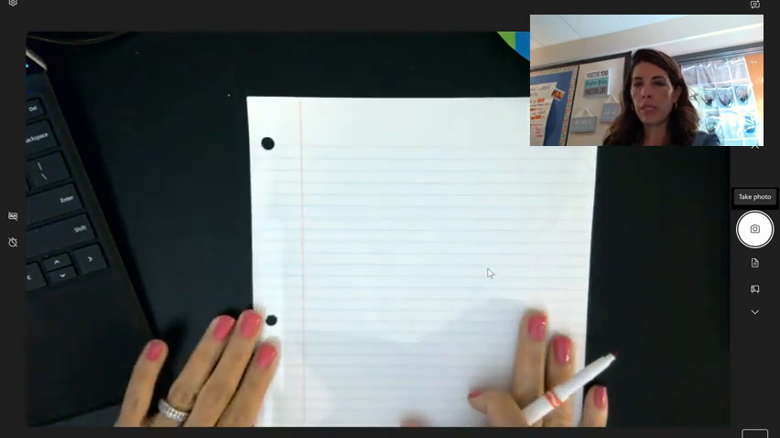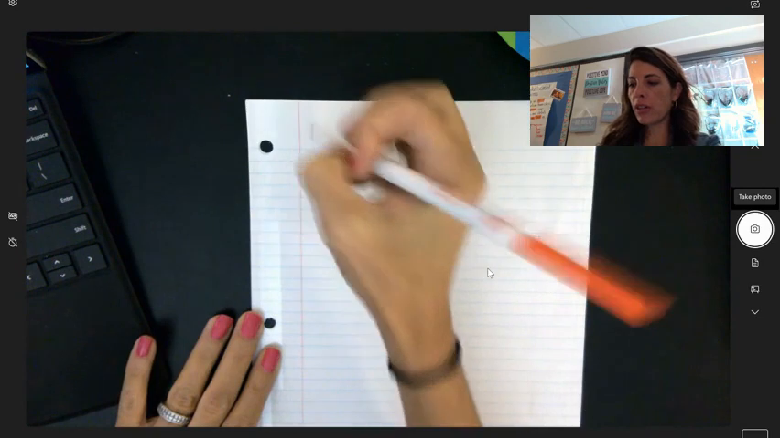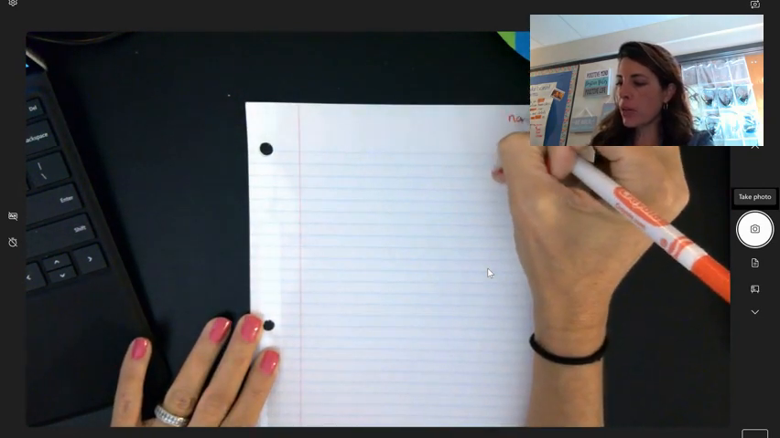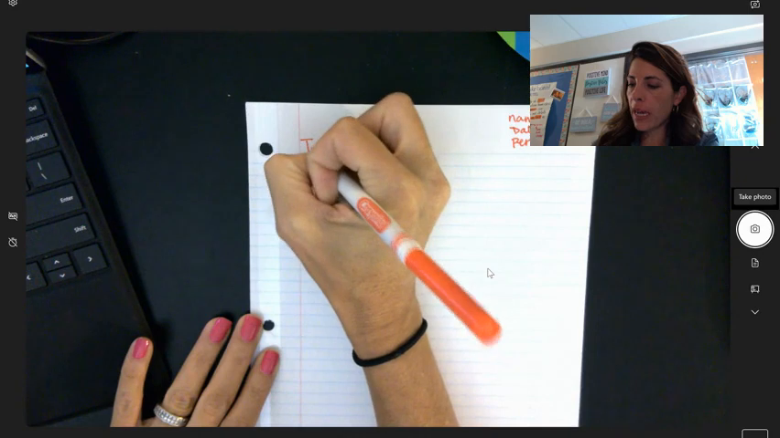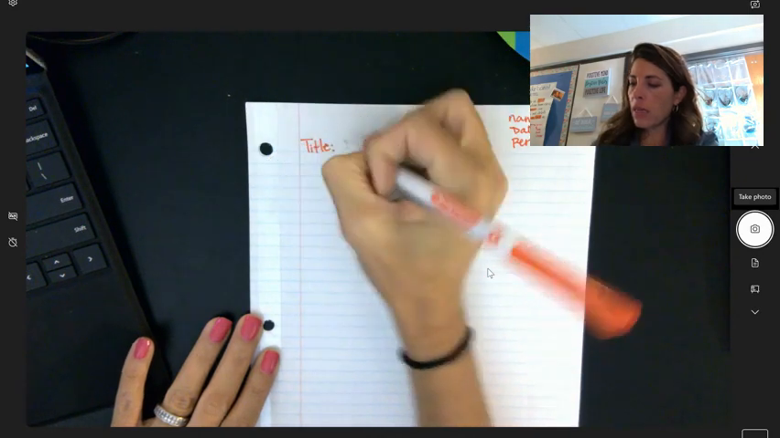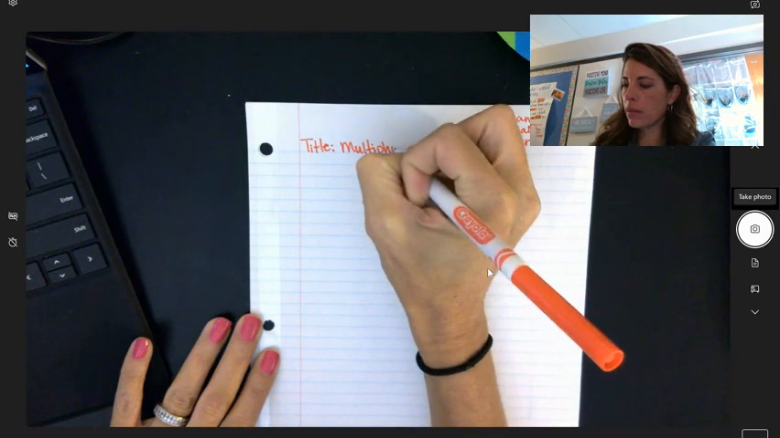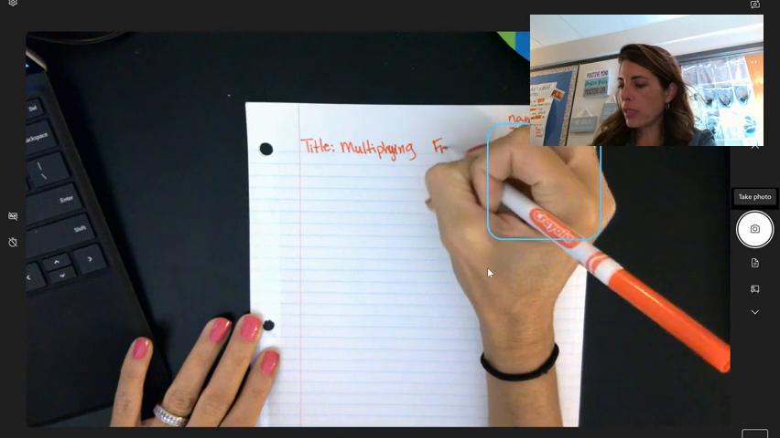Make sure that you set up some 2-column notes. There was a picture of that earlier, and make sure that your name and date and period are at the top. And our title for today is multiplying fractions.